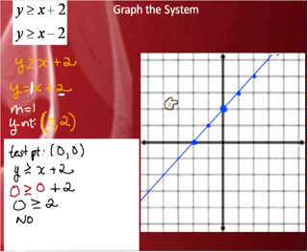Now I don't want to actually do that shading just yet, because this is a system of inequalities, so I have to see where the two systems overlap each other as far as the shading goes, because that will be my solution. Where they overlap will be my solution for shading.